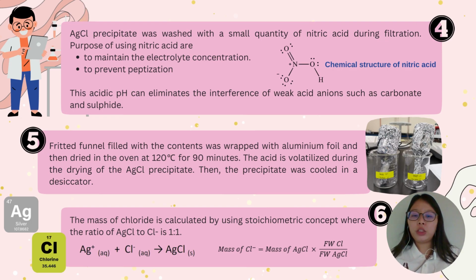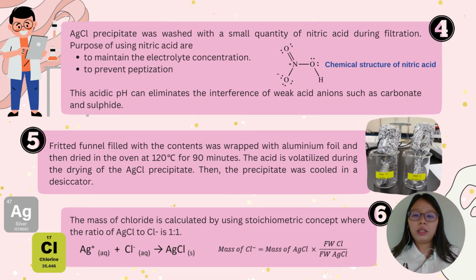The function of the nitric acid as a wash solution is that it aids coagulation by providing a high electrolyte concentration and preventing peptization. Peptization here means the conversion of the relatively large particles of the precipitate into a colloidal suspension, causing it to penetrate through the filtering bed. Besides that, the acidic conditions also eliminate the interference of weak acid anions, such as carbonate and sulfide.